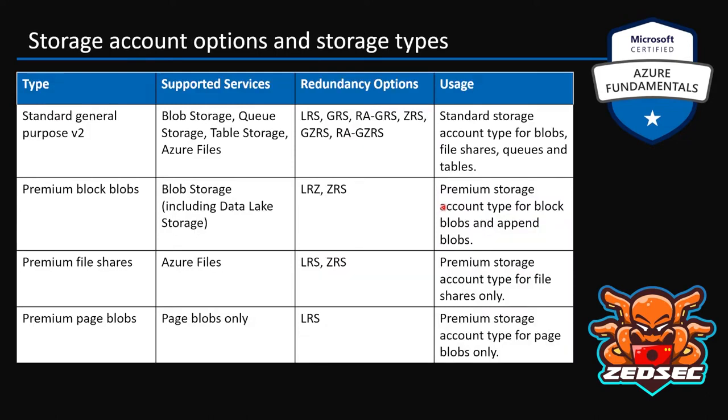So we're going to go through different storage account options and storage types. So you've got standard general purpose V2, that's used for blob storage, queue storage, table storage, and Azure Files. The redundancy options for this are LRS, GRS, RA-GRS, ZRS, GZRS, and RA-GZRS. This uses the standard storage account type for blobs, file shares, queues, and tables.